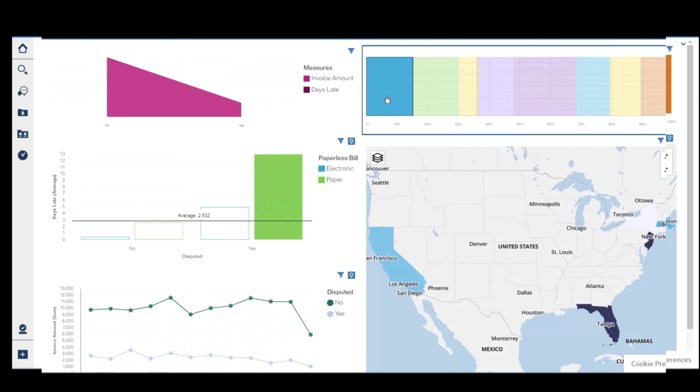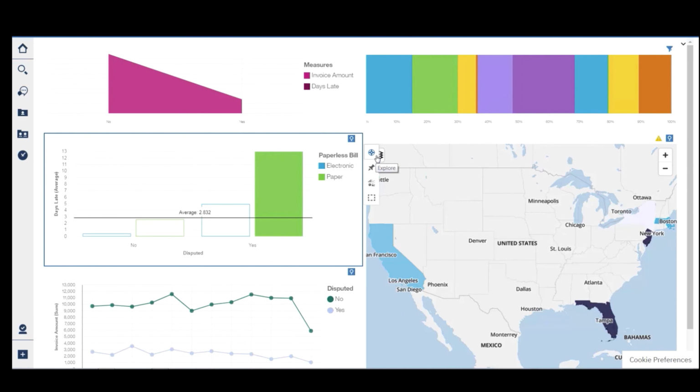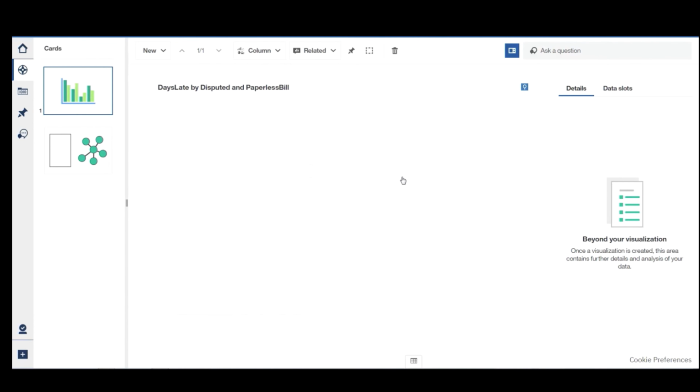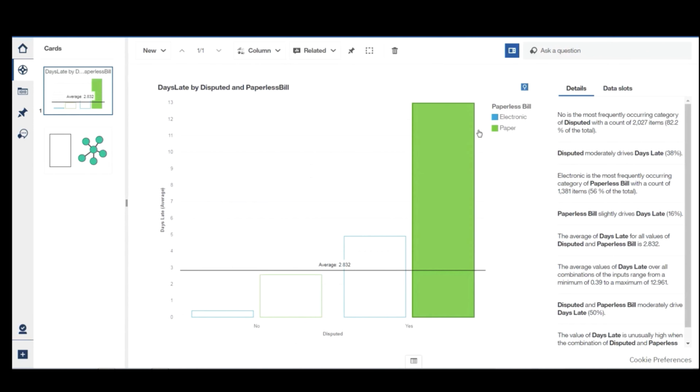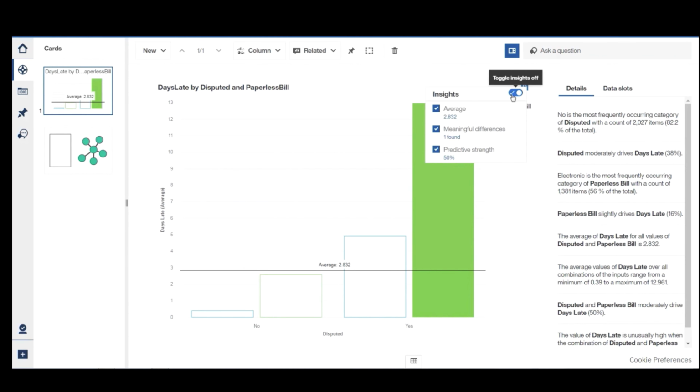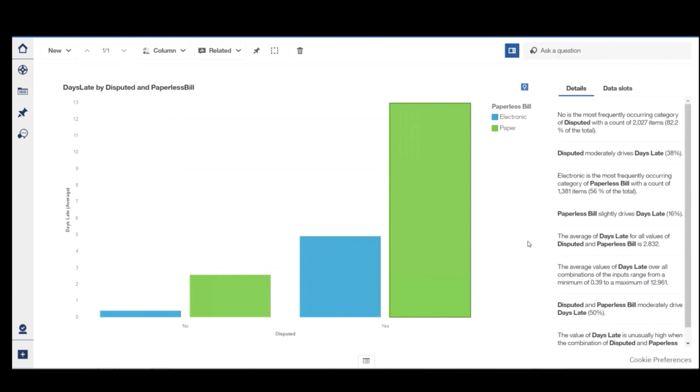I'm going to go through and look at some of the different segments of my business, and then what percentage and how many days late am I getting on my receivable payment. So I want to take a deeper exploration into this. As I go through, immediately I'm seeing how I'm getting looked at on days late by my disputed items and by my billing type. How am I getting it to that customer, paper or electronic?